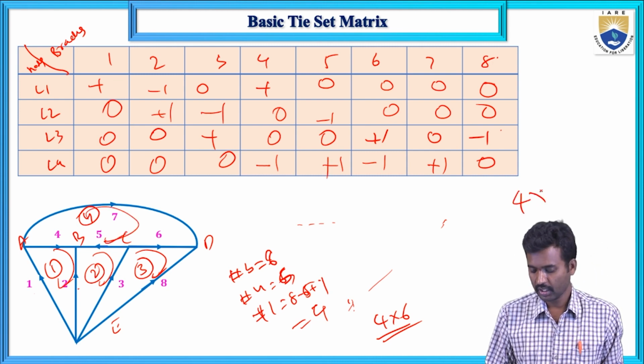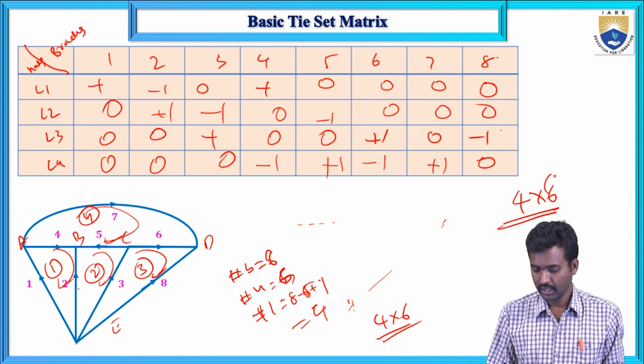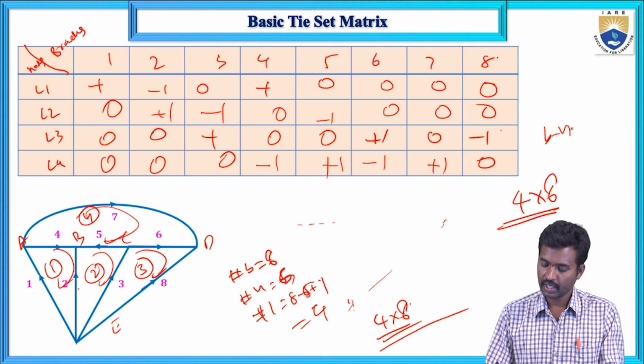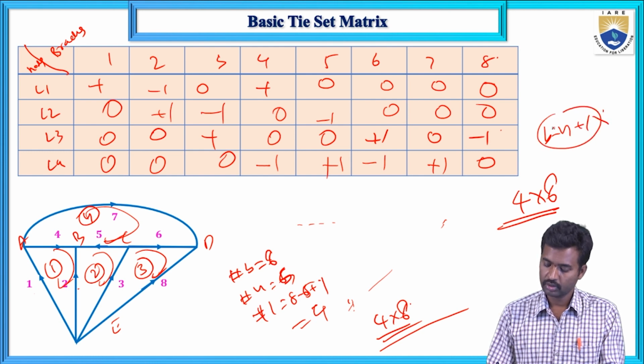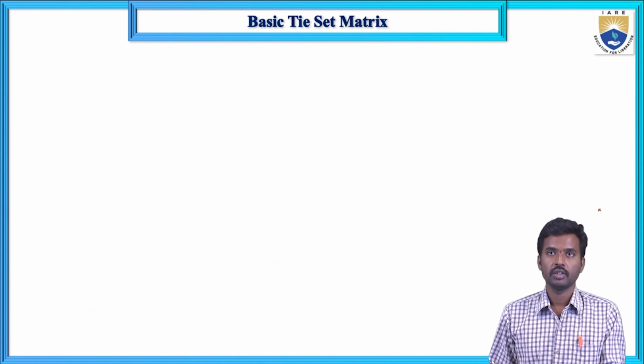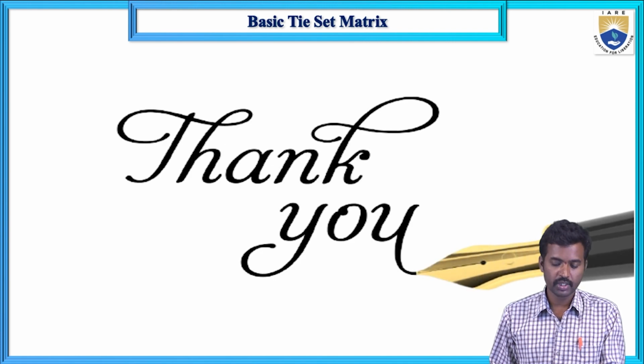Now the matrix size is 4 cross 8, not 6, 8. So b minus n plus 1, that is 8 minus 5 plus 1, 4 cross 8, number of branches. This is the matrix. I hope all these problems are clear to you.